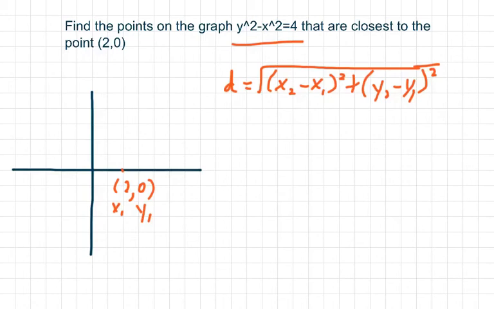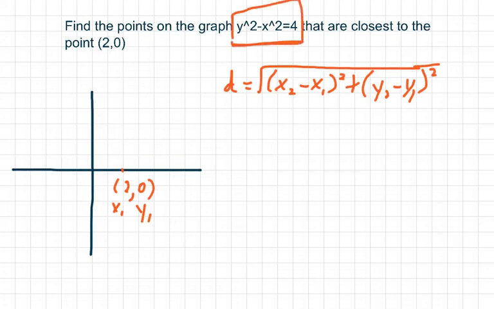Okay, so here's an example of how you can find the points on a graph that are closest to the point, or you can find the distance, the minimum distance or maximum distance between the point on a graph and another equation. In this case, it's y squared minus x squared equals 4 is the equation I got.